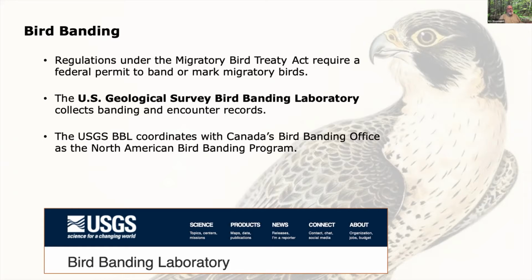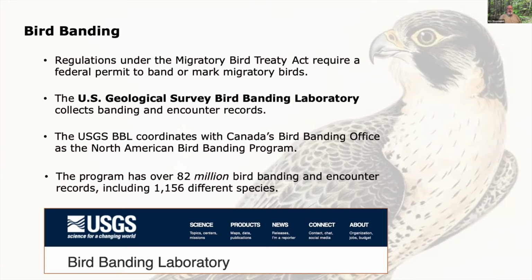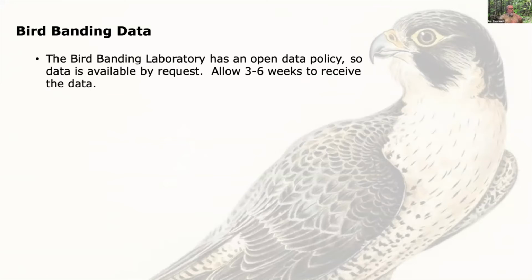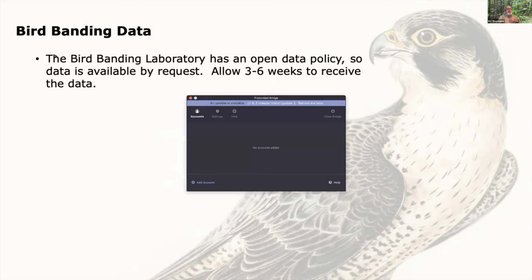So between the two of them, they have 82 million bird banding and encounter records, including 1,156 different species, of which peregrine falcons is one. For the peregrine falcon data, they have just slightly over 70,000 records. Most of those are original banding records. Some of them are later encounter records.